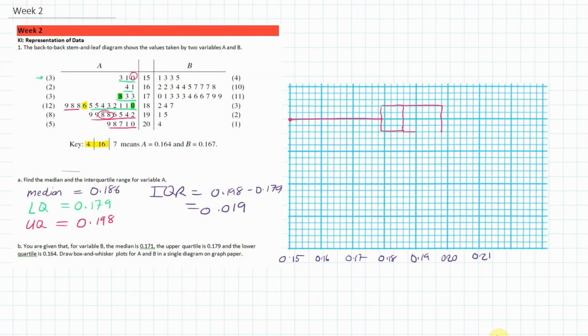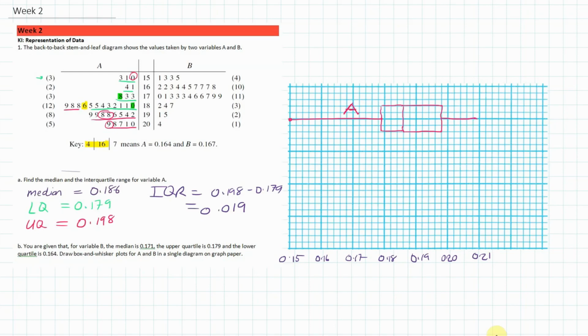Just join that up. So within that box is our middle 50% of data. And then our top value, of course, is 0.209, I think, which would be about there. So we go all the way along to there. So this is A.